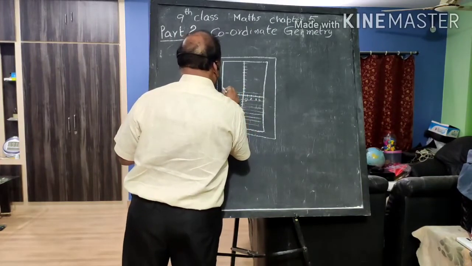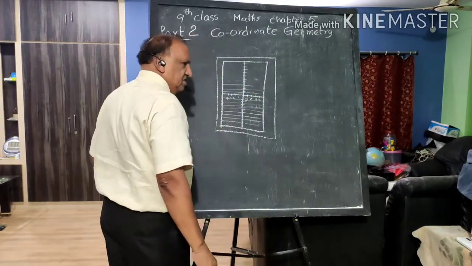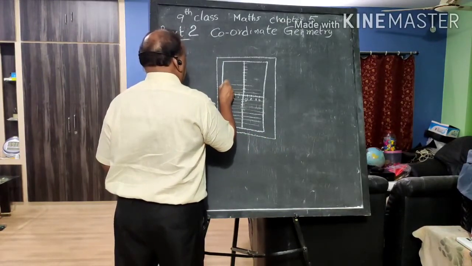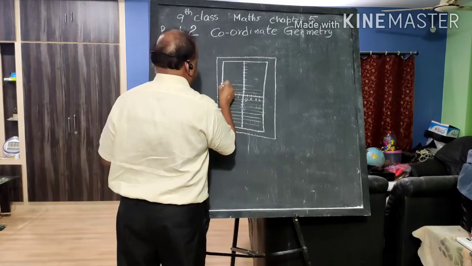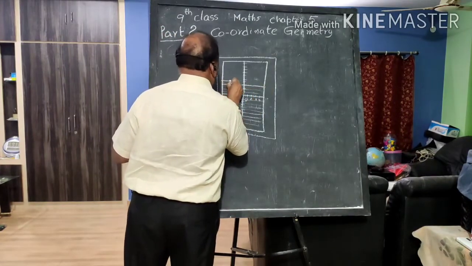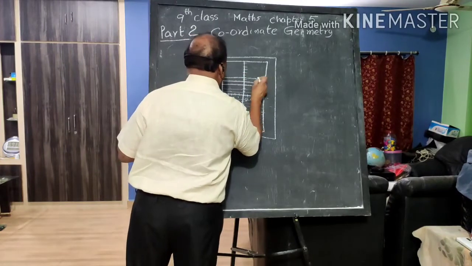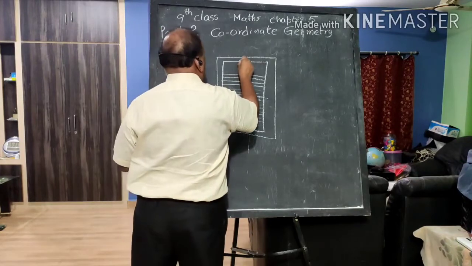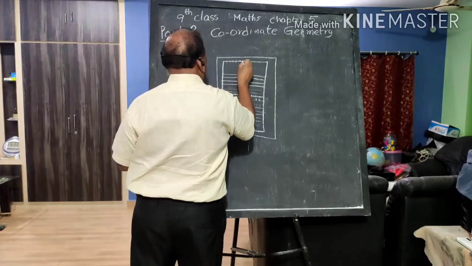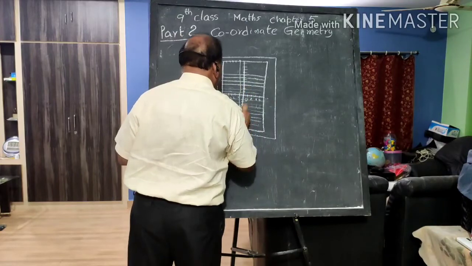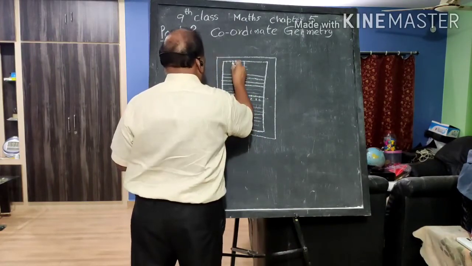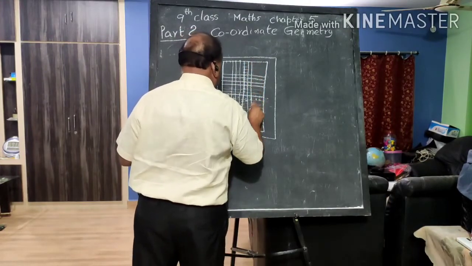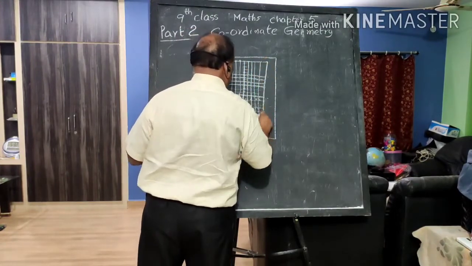Similarly here, through that. Still, if you want to make it easy, you can mark 1 centimeter here, 1, 2, 3, 4, then you can join these two lines and extend it. Similarly here, this is 1, 2, 3, 4. You can mark here 1, 2, 3, 4, 5 like that. Join these two and extend it. Similarly on the other side also, if you do that, you'll have a graph sheet.